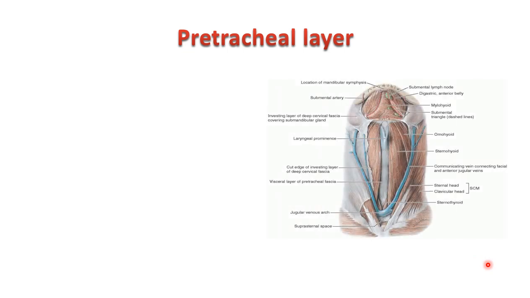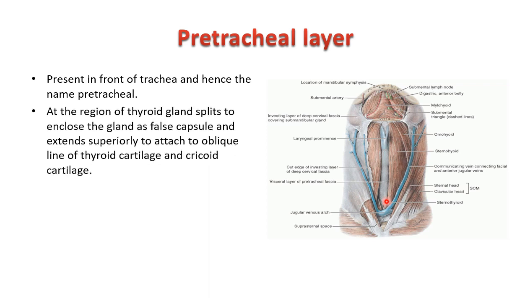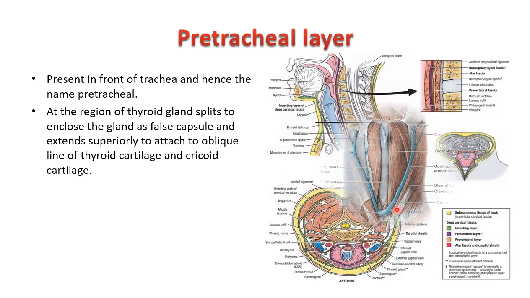Now we will proceed to the pretracheal layer. Here you are able to see the infrahyoid muscles, and in front you are able to see the thyroid cartilage, and the thyroid gland, which is all covered in front of the trachea and the laryngeal cartilage by a fascia called the pretracheal layer. Since it is present in front of the trachea, it is named so: the pretracheal layer of deep cervical fascia. Now, this fascia splits to enclose the thyroid gland.